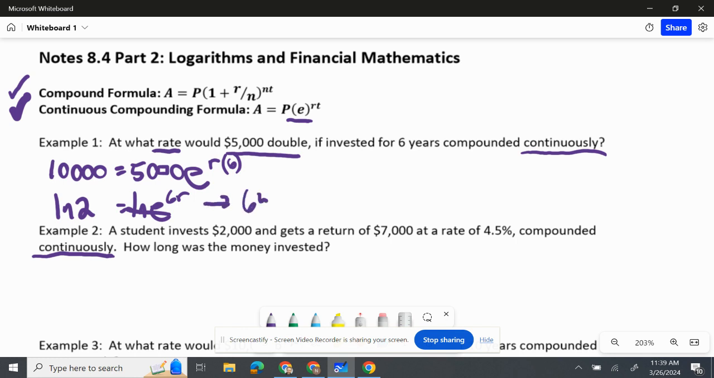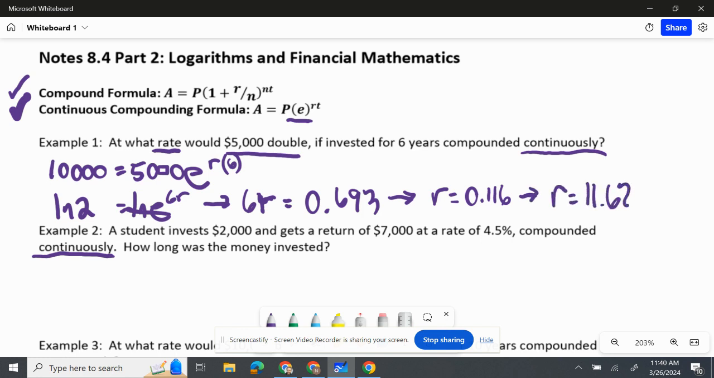So 6r is equal to 0.693. Then we're going to divide each side by 6. And what we get is r is equal to 0.116, which means that r is equal to 11.6%.